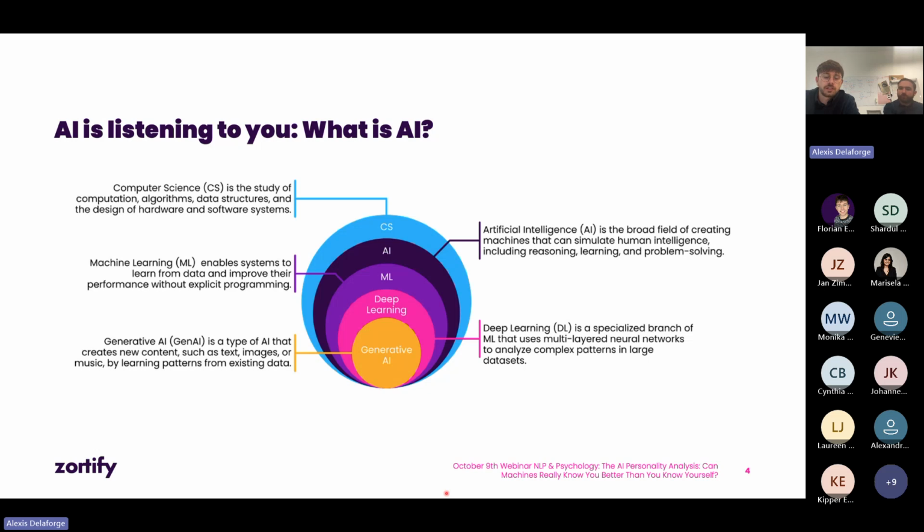Inside the machine learning group, there are also a lot of different subgroups, but the one on which we will focus today is deep learning. Deep learning refers to a specialized branch of machine learning that uses multi-layer neural networks to analyze complex patterns in large data sets. A great example of deep learning architectures nowadays is the famous generative models like Mistral, OpenAI, etc. It's basically a type of AI that creates content like text, images, videos, music, etc., and they are based on a deep learning architecture.